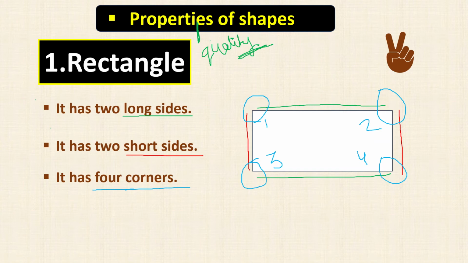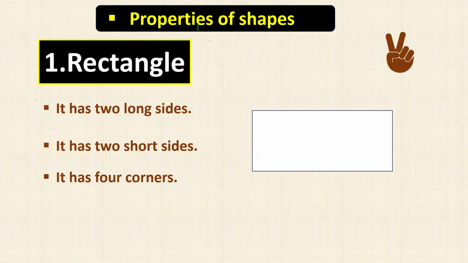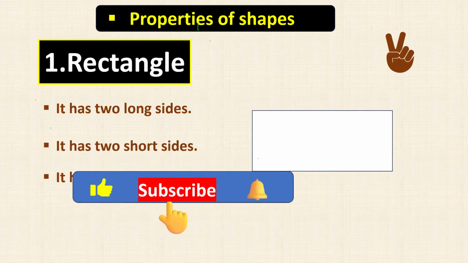Property means quality. On that basis we separate out shapes, because each shape has its own quality or property. Like a rectangle: it has long sides, short sides, and four corners. Okay. I will remove it and now take another shape, which is a square.